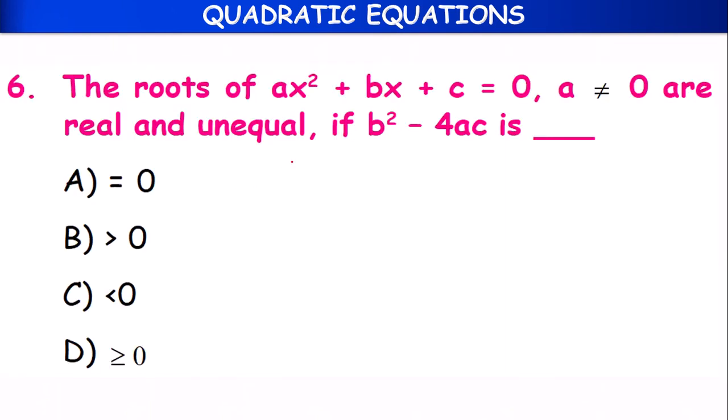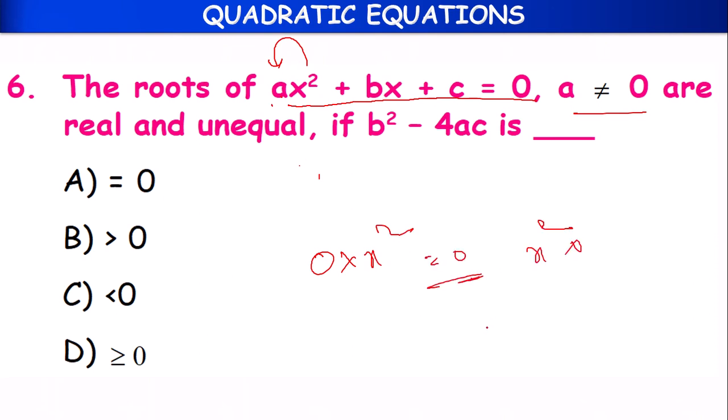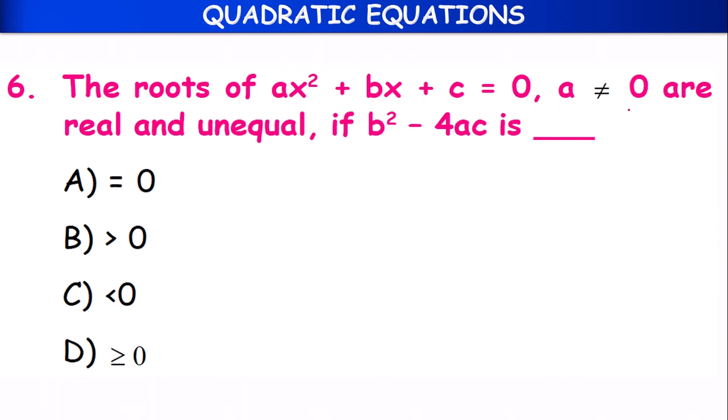Next one. So here, the 6th one: the roots of ax square plus bx plus c equal to 0, where a is not equal to 0. The x square coefficient is not equal to 0, because if it becomes 0, then 0 into x square will be 0 and there will be no x square term, so it cannot be called quadratic. So the condition is a, b, c should belong to real numbers and a should not be equal to 0. That is the condition for a quadratic equation.